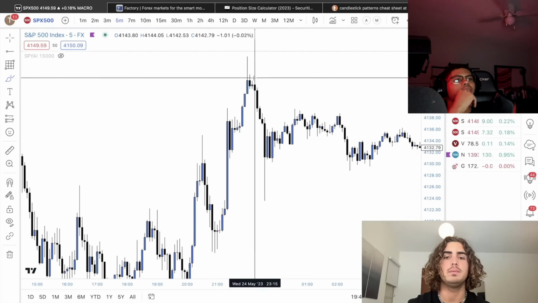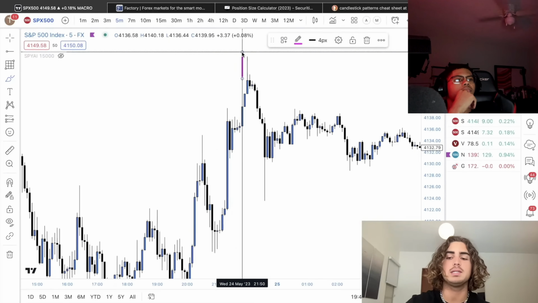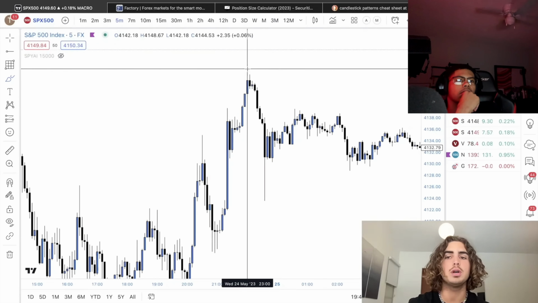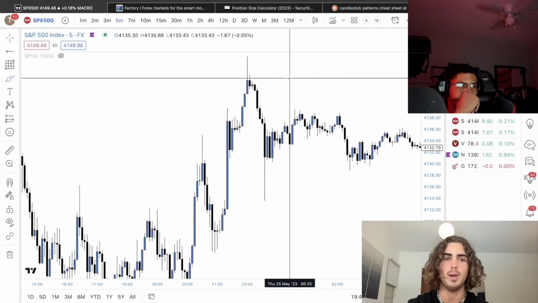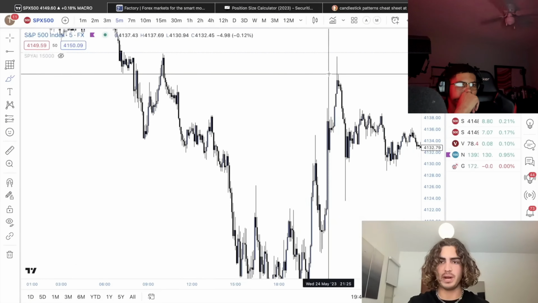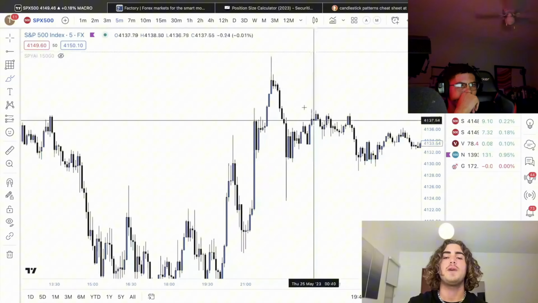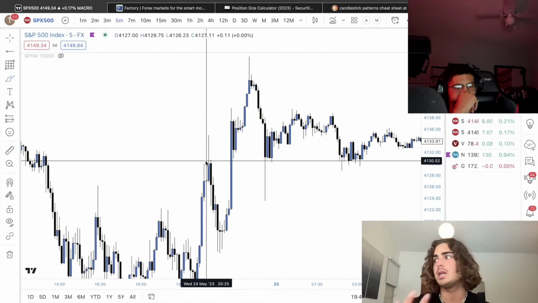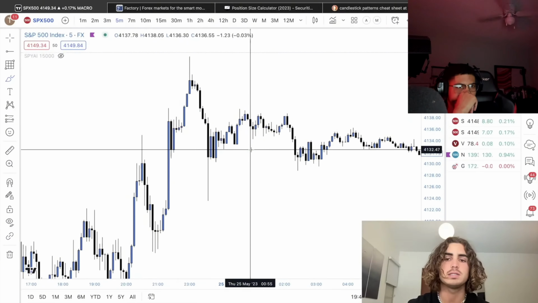Again, we see the long extension of a wick to the upside, showing that we pushed all the way up here, but we failed to close above these price points, and then what happened? We fell. But this is not something you take a trade off of. This is just slowly learning and understanding these candlesticks and what they're trying to tell you.